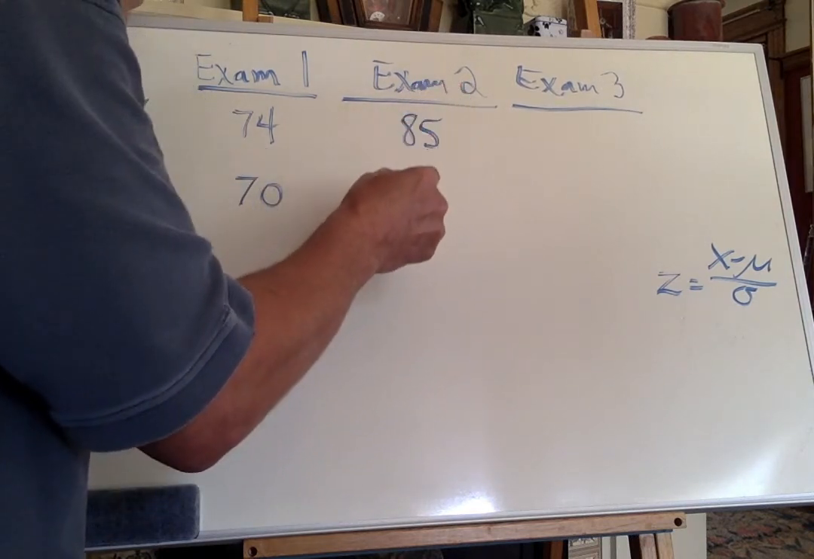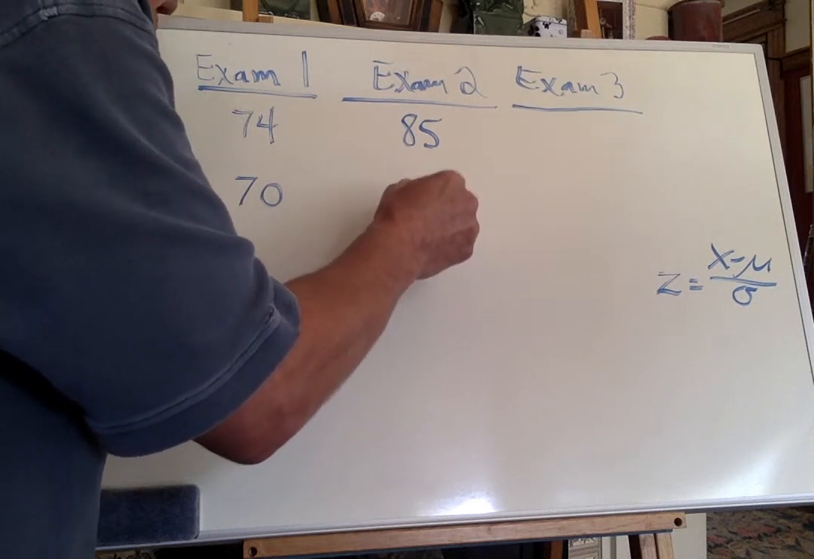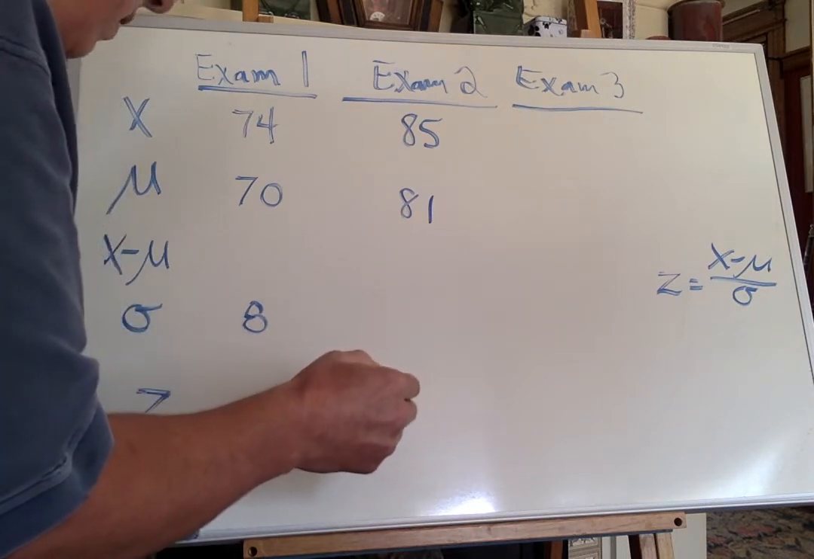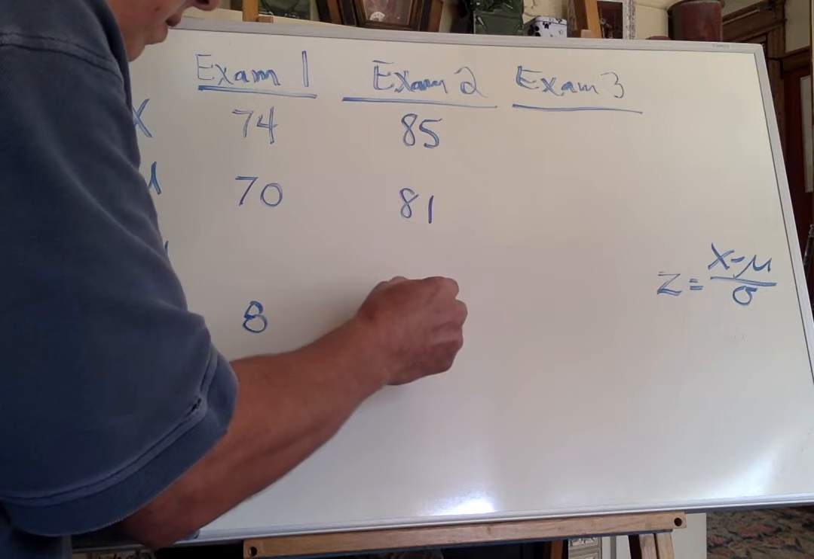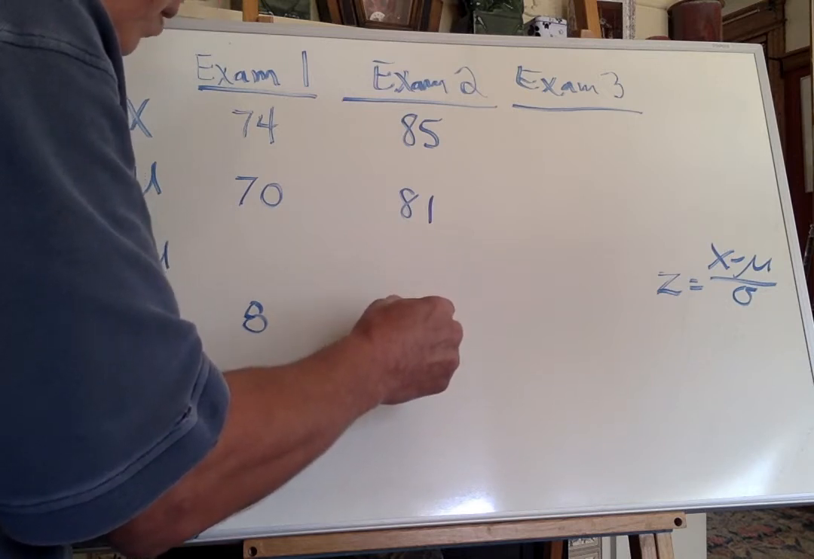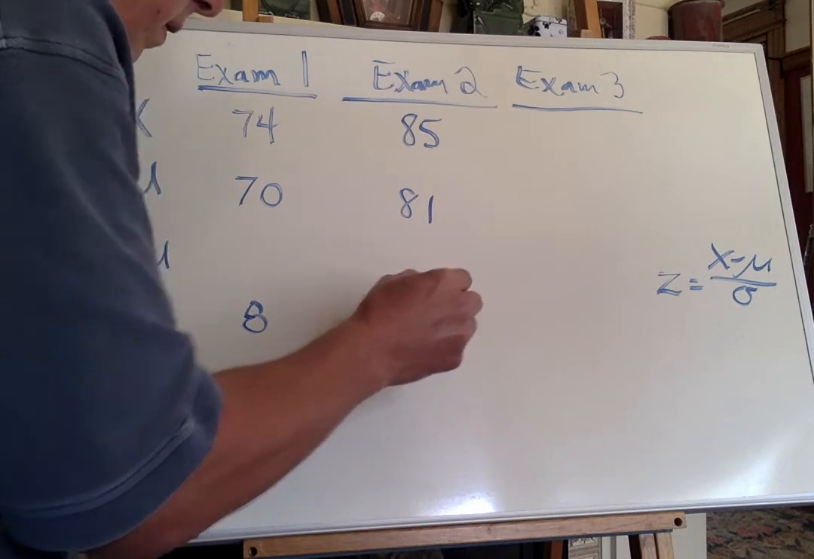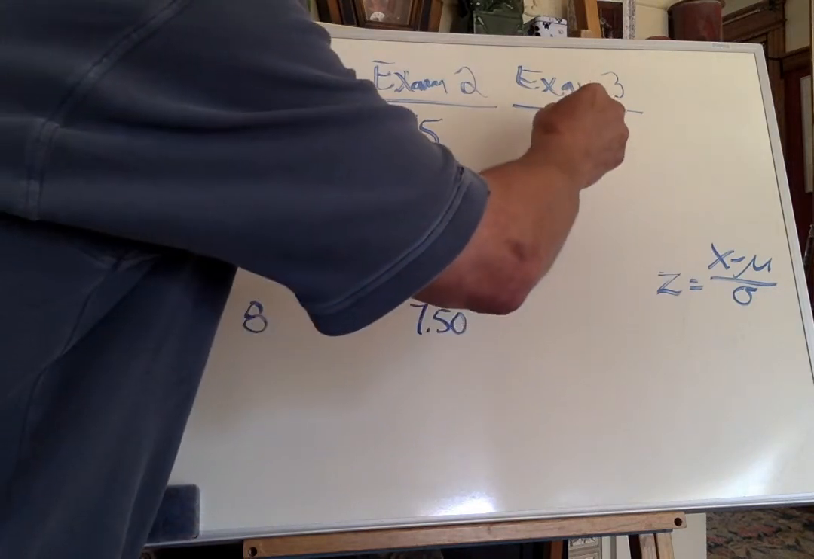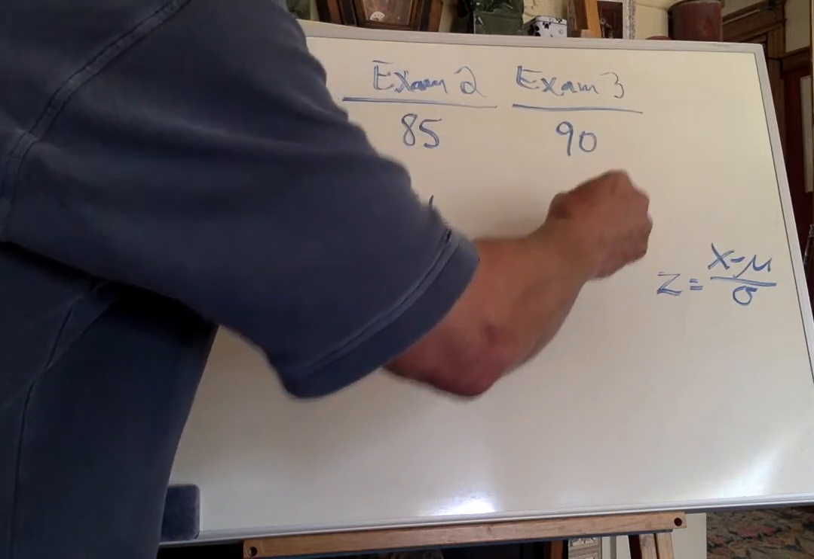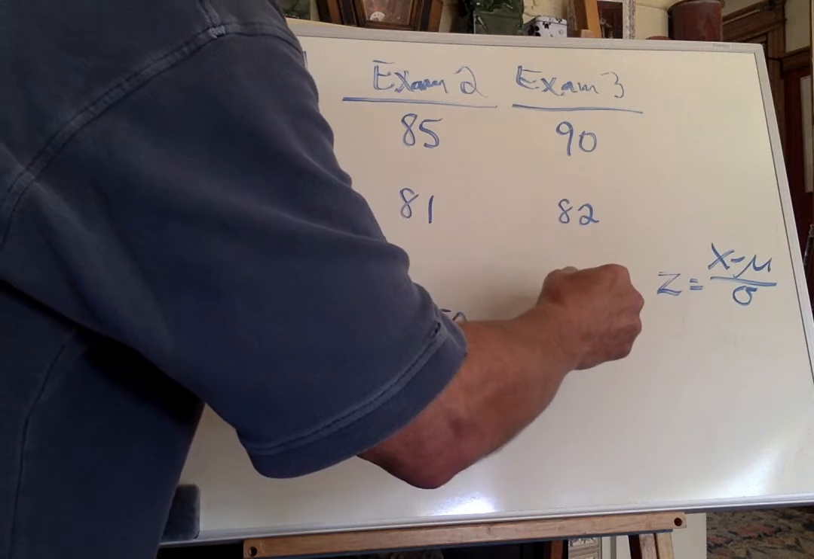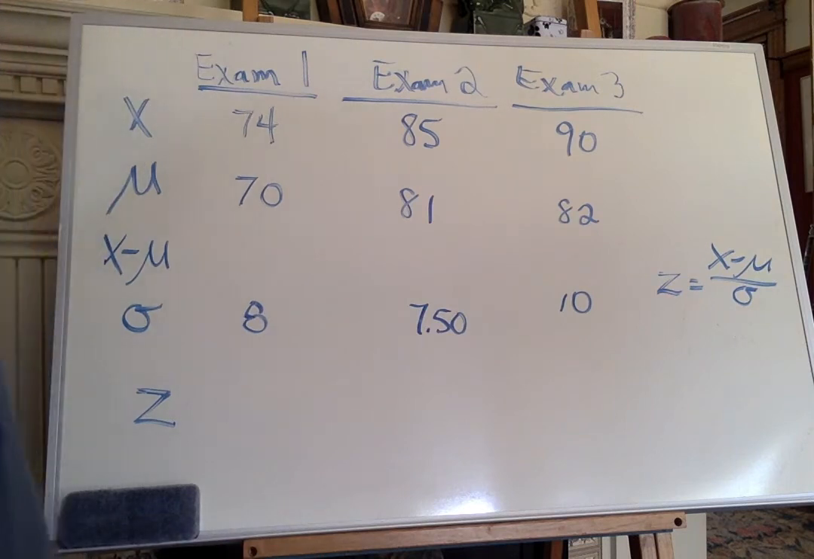And on the second exam, you got an 85, but the rest of the class went up too, because they should, okay? So the average was 81, and the standard deviation was, let's say, 7.5. And the third exam, you got a 90, and the average was at 82, and the standard deviation was, let's say, 10. Okay?